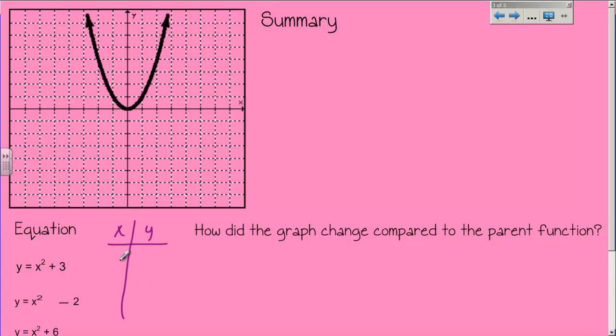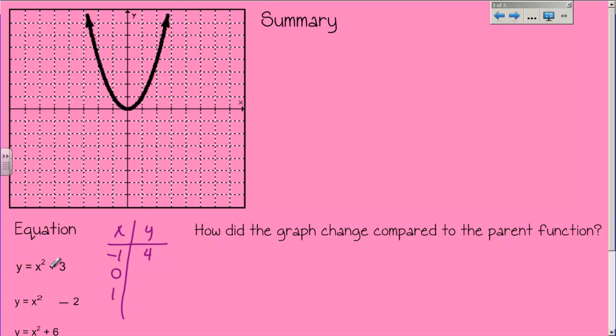And every time I am going to plot the points negative 1, 0, and 1. I think that those 3 points will be enough to do what I need. If they are not, I'll add in negative 2 and positive 2. But for this first equation, x squared plus 3, if x is negative 1, negative 1 squared is 1, and 1 plus 3 is 4.